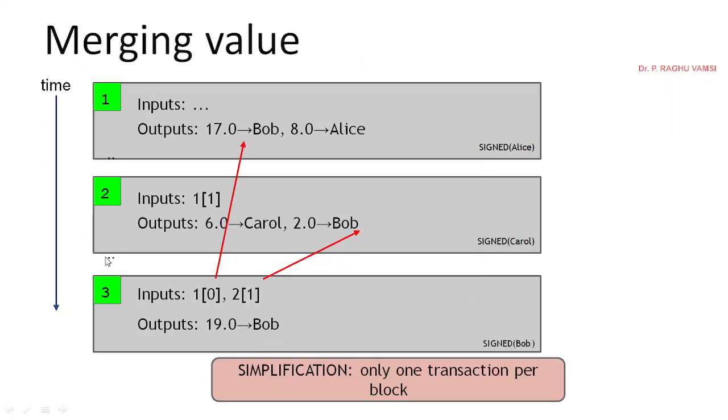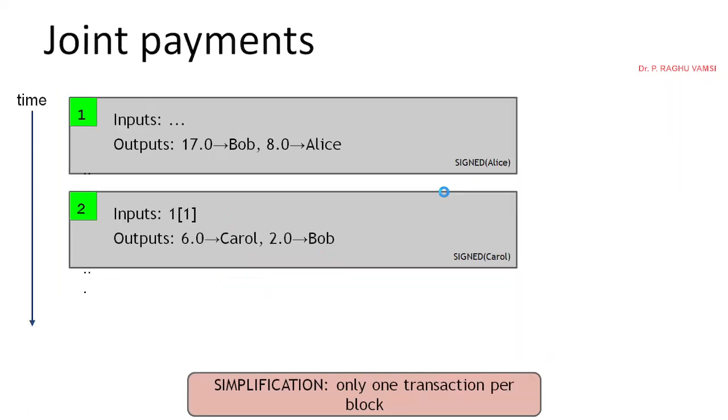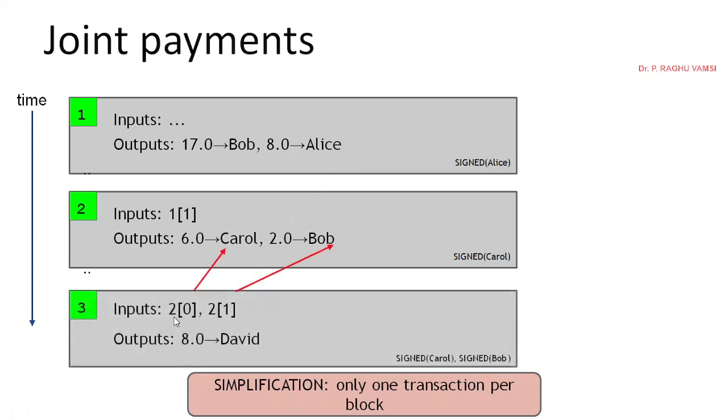So this is the way how the splitting and merging of Bitcoins will be maintained, and how the hash pointers to the transaction with respect to blocks will be maintained in Bitcoin. And 2 members can perform joint payments, like 17 Bitcoins will be held by Bob, 8 by Alice, now 6 by Carol and 2 by Bob. Now second block first transaction, 0th transaction, that is 6 to Carol, and second block first transaction, these two which are unspent so far, these two can be combined, and this will be sent to David.